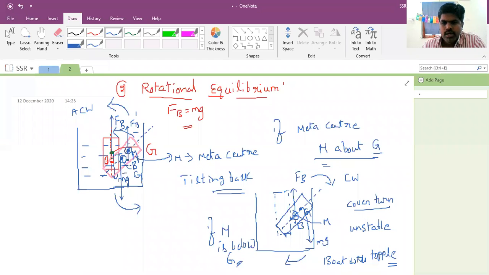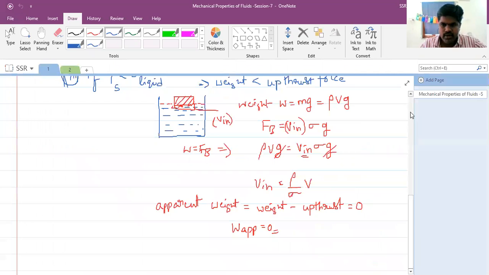So keep in mind these two points. One is metacenter above the center of gravity, it will be stable and no problem. And if M is below the center of gravity, then it will capsize, unstable equilibrium, and the object will topple. So this is about rotational equilibrium. So there are two cases we discussed here: one is translational equilibrium, second is rotational equilibrium. Are you clear up to this?